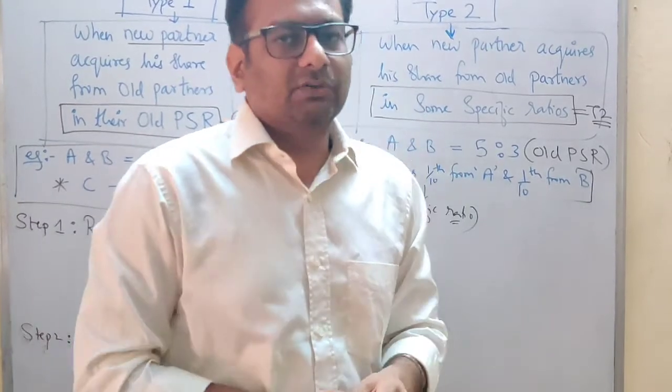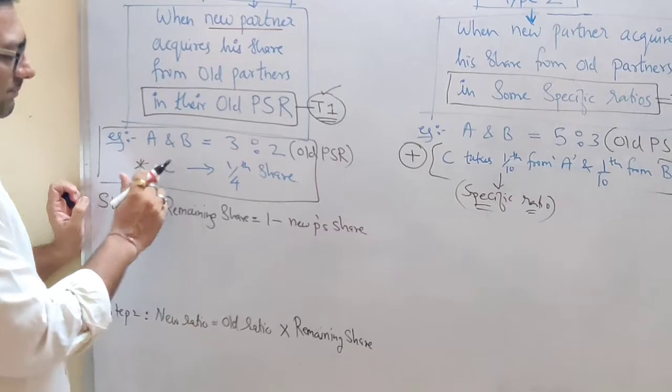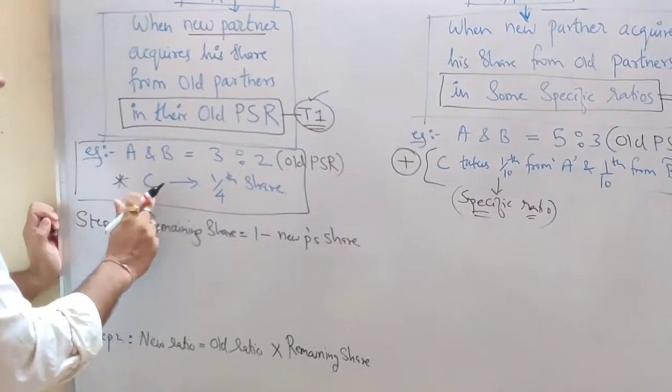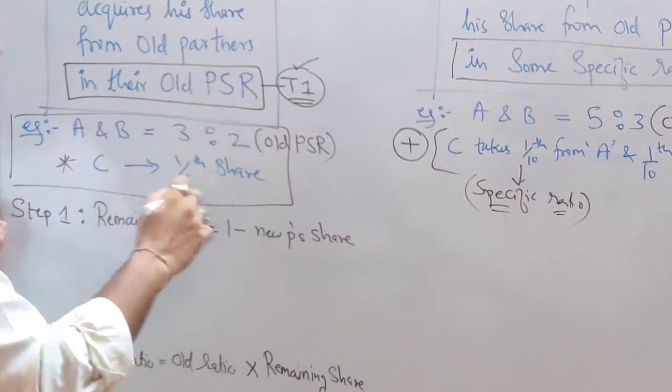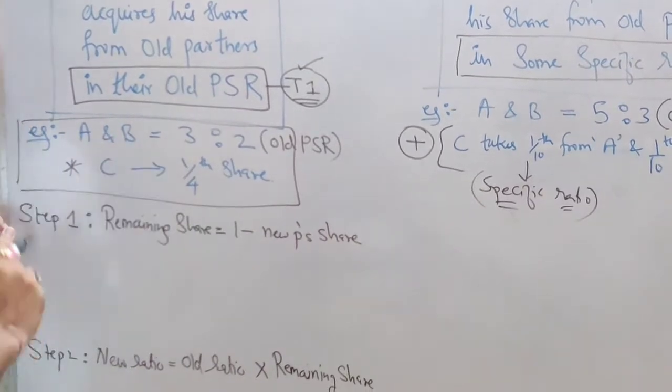Now let's do the calculation, how to find it. So I am first explaining this example. A and B, old ratio is 3:2. C is going to get 1/4 share. And the question is asking us to calculate the new profit sharing ratio of A, B and C.